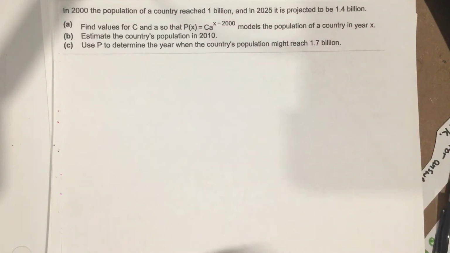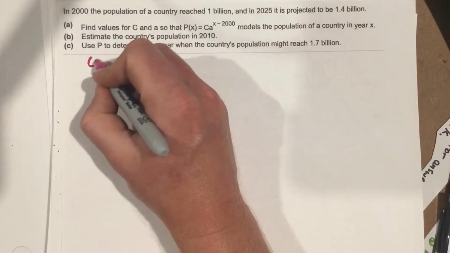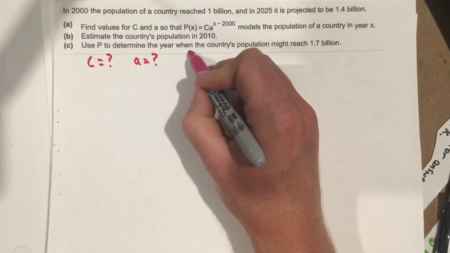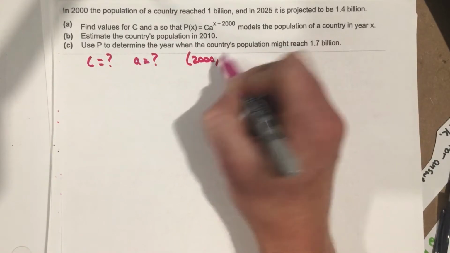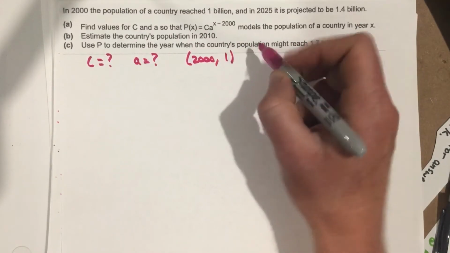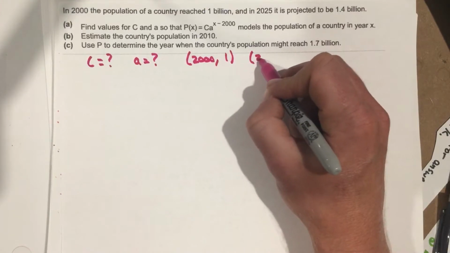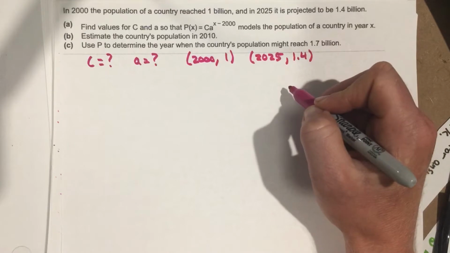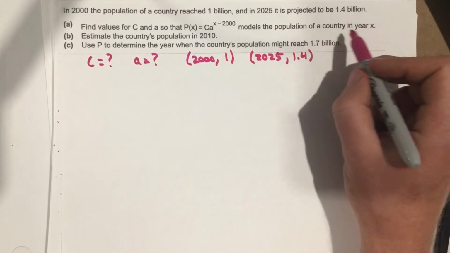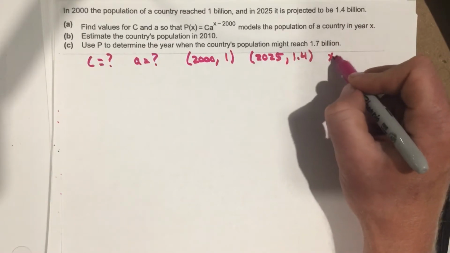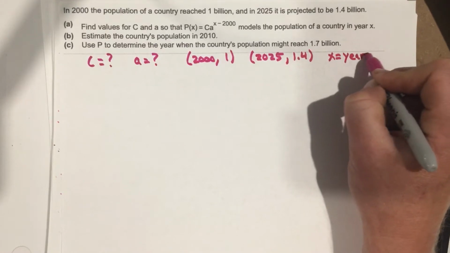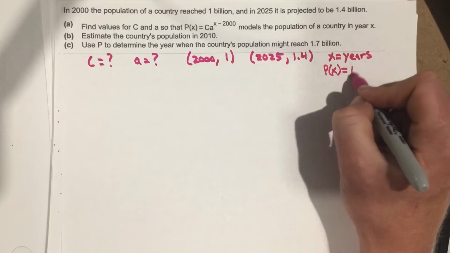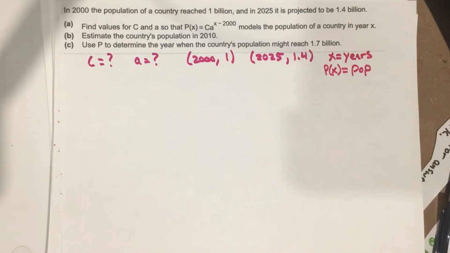So we're looking for C and A. So we don't know C and we don't know A. But they give us coordinates and they say in 2000 there were 1 billion, and in 2025 there were 1.4 billion. And so x is the years and P of x is the population.